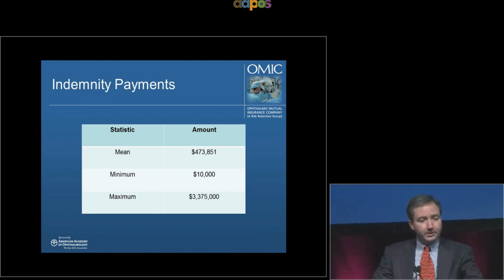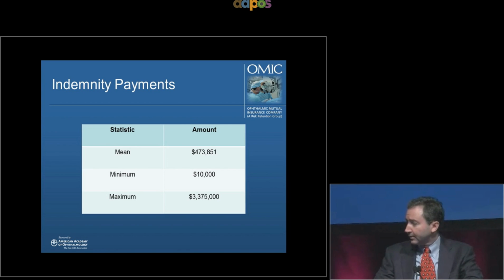And these are the indemnity payments. 35% of the overall claims, if you look at the claims as a whole, had an indemnity payment associated with them, about 30% if you look at the cases themselves. The mean was $473,000. Ann's going to later help you put this in perspective for where that fits in the overall scheme at OMIC. $120,000 is the average claim.